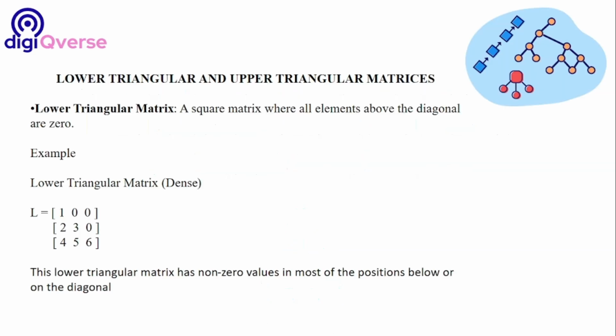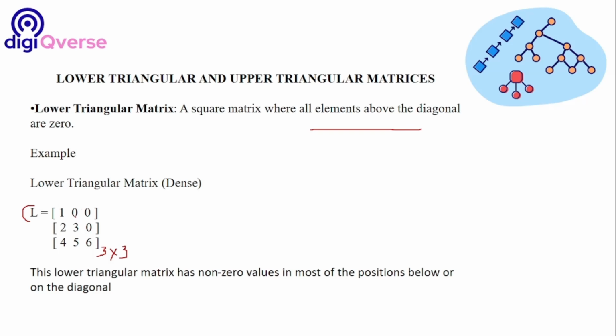So coming to the topic, the lower triangular matrix is a square matrix where all elements above the diagonal are 0. As the name indicates, let us take an example like this. The above-diagonal elements are 0. Suppose it's a lower triangular matrix represented as L, and we have a 3 by 3 matrix. Inside this matrix we define the diagonal 0 and 0 and 0.